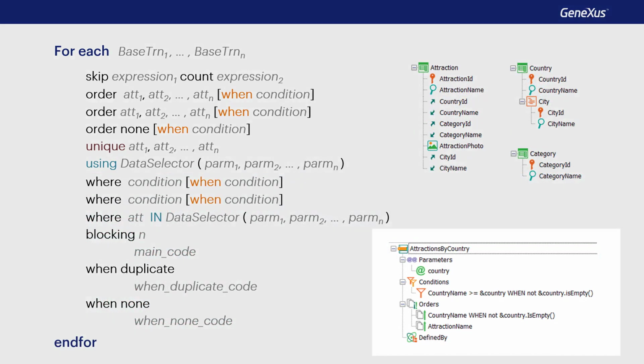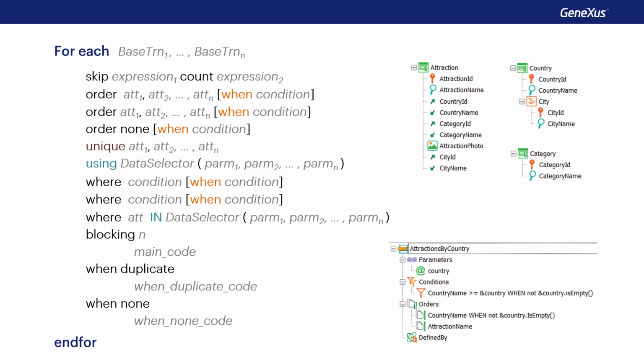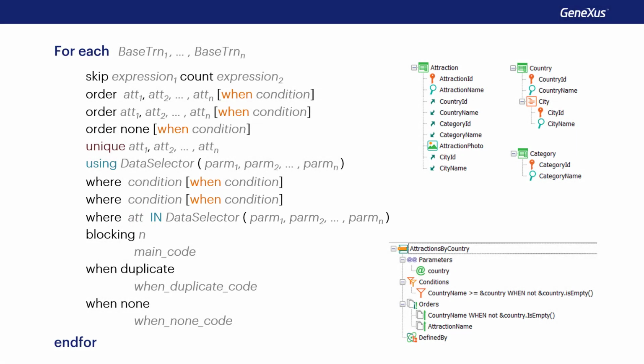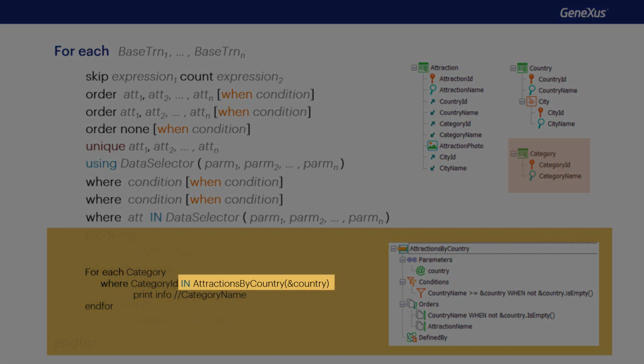The difference comes up when the data selector is used in another way, this time in a special way, when it's used as an executable query. This happens when we want to filter indicating that we only want to keep the records of the extended table of the for each, for which the value of a certain attribute is among those returned by this independent query. In the example, when we want to run through the categories table, keeping only those that are among the attraction categories of the independent query of the data selector.